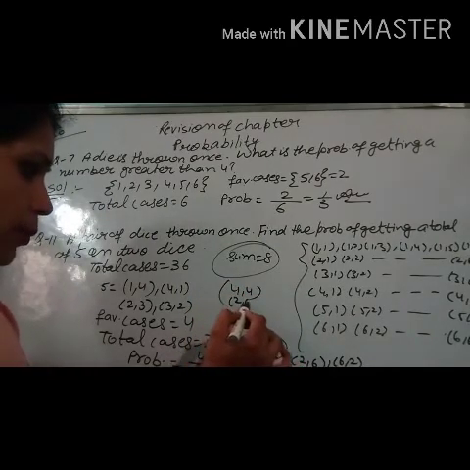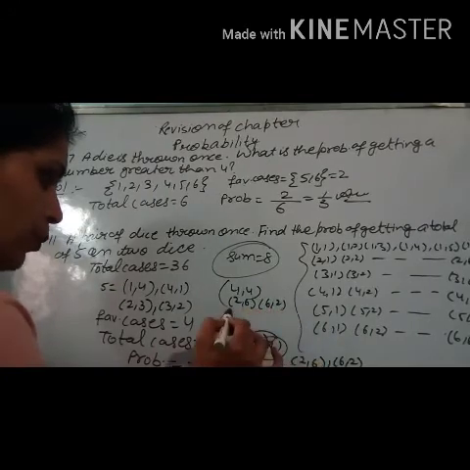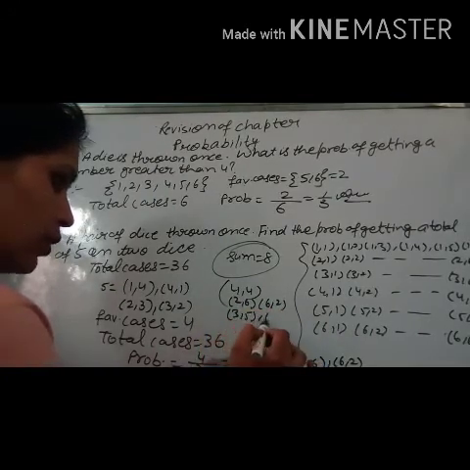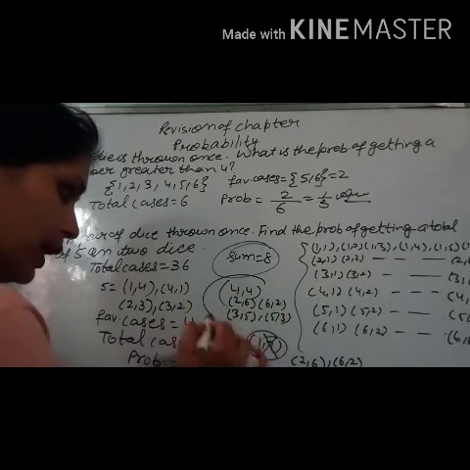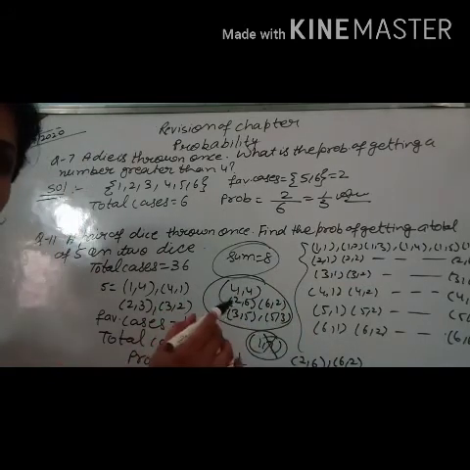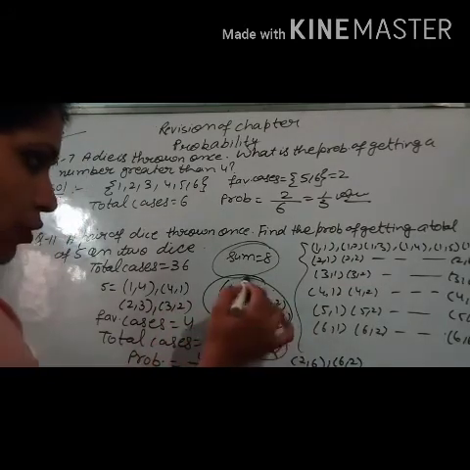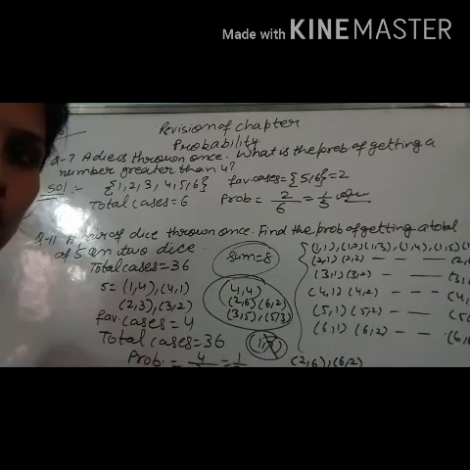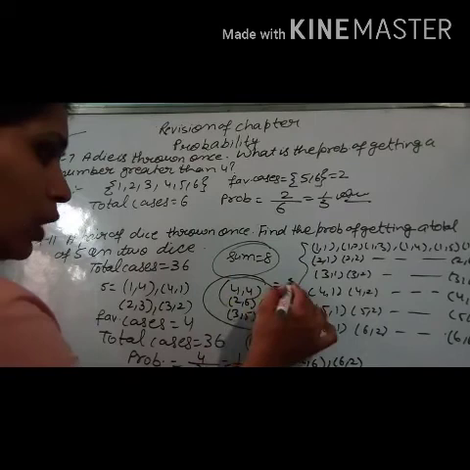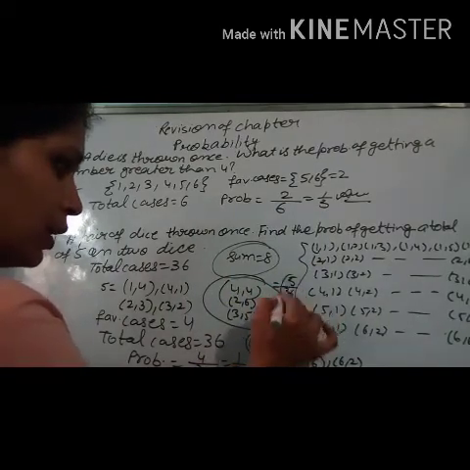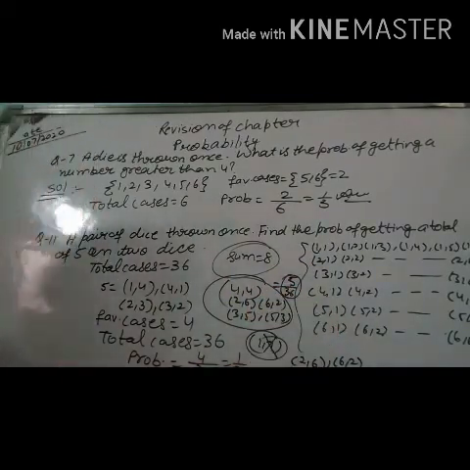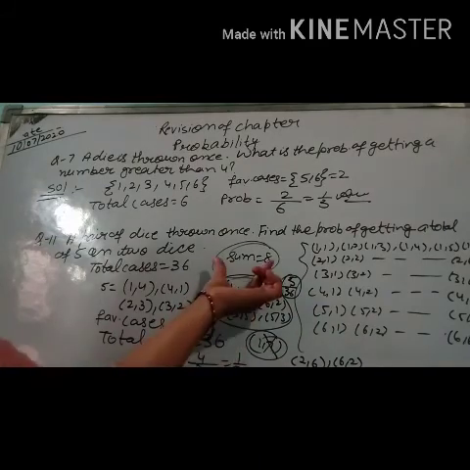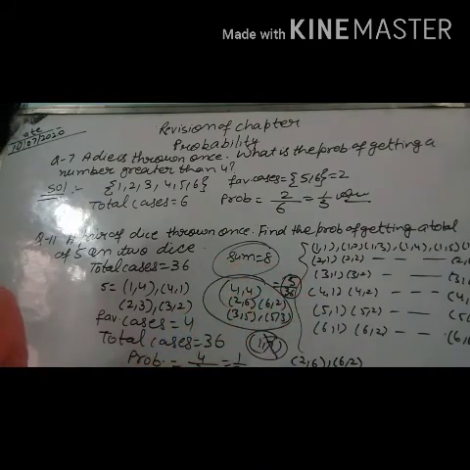So how many cases do we have? 2 6, 6 2, 3 5, 5 3, and 4 4. So these 5 cases are in our favor. These are favorable cases, and total cases is again 36. So probability in that case will be equal to 5 divided by 36, if we want to find out the probability that the sum appears 8. So this type of question you have to solve by this procedure.